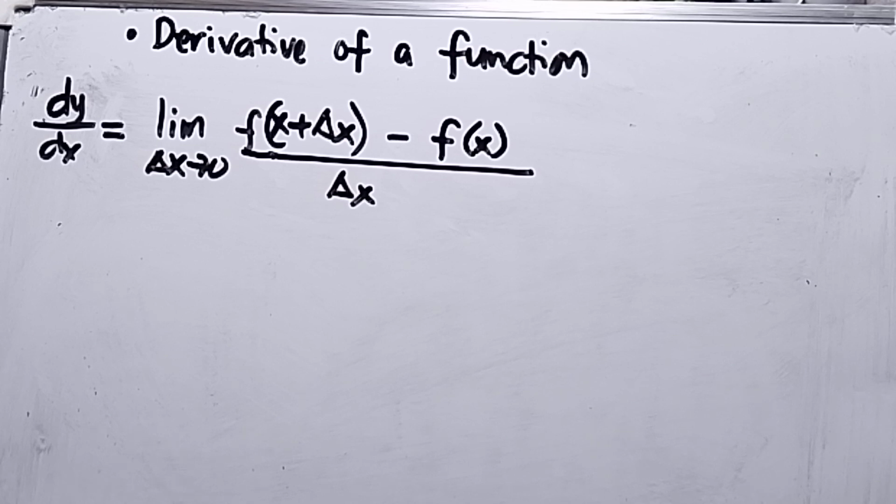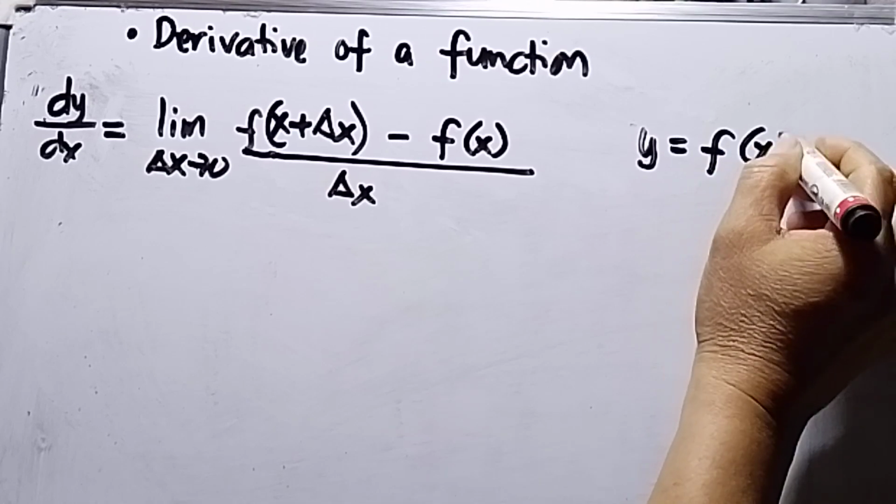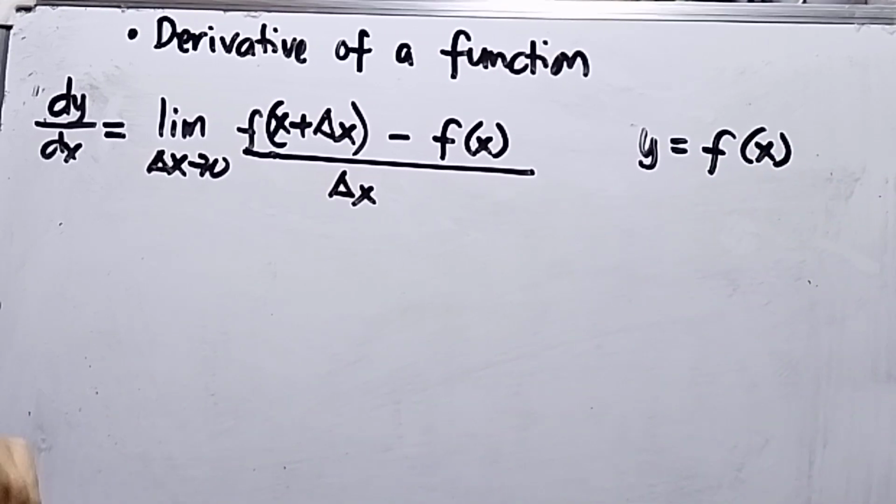dy/dx is equal to the limit as delta x approaches 0 of f of x plus delta x minus f of x, all over delta x. Note that y is equal to f of x. So number 1, example.